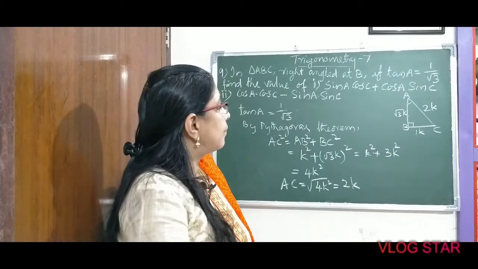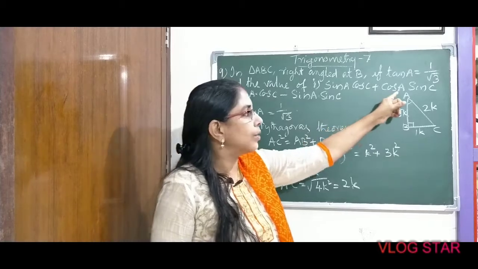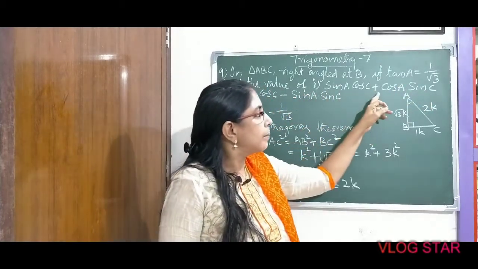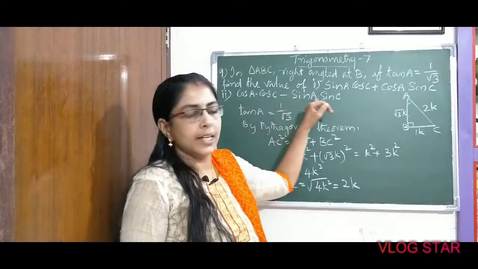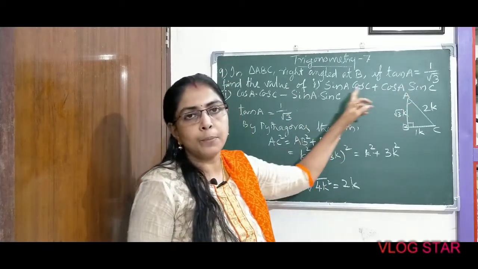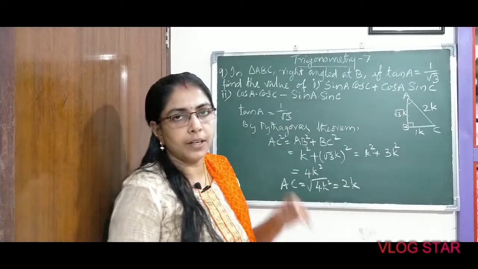Now, next we have to find sin A, cos C, cos A and sin C. Because we have to find sin A cos C plus cos A sin C and cos A cos C minus sin A sin C. So first of all, we have to find all these values and put them over here. Then find the value of the first expression and the second one.